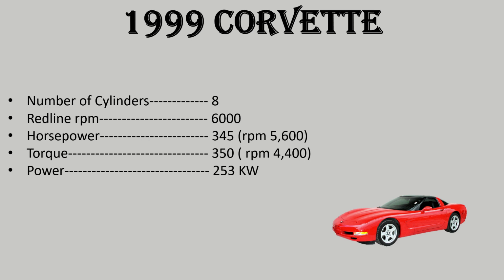So in the next slides we will observe relations between torque, horsepower, and RPM in the example of the Chevrolet Corvette from 1999. These technical characteristics are from Google. We see that the number of cylinders is 8, the red line RPM, or in other words maximum RPM, is 6000, horsepower is 345, torque is 350, and power is 253 kilowatts. So let's move on.